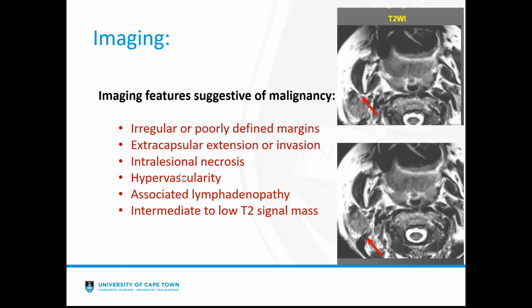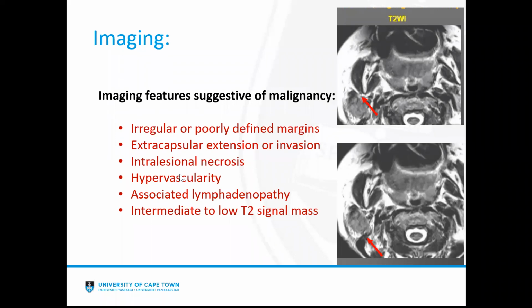Certain features on CT scan or MRI can be suggestive of a malignancy. These include tumors with irregular or poorly defined margins, extracapsular extension beyond the parotid capsule, or local invasion into adjacent structures, intralesional necrosis, hypervascularity, and associated lymphadenopathy.